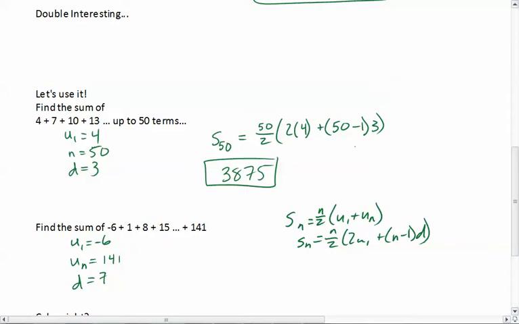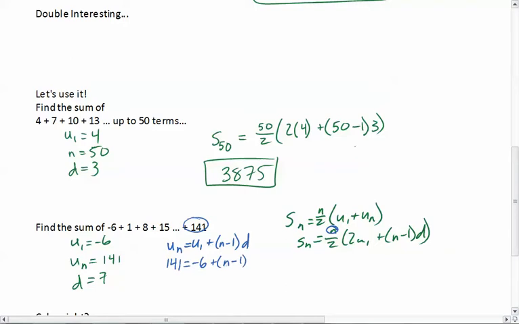So how do we solve for n? Well, you just use your arithmetic sequence. So let's check: u_n equals u_1 plus (n minus 1) d. The last term, we want to know what number term this is so that we know how many terms we're adding up. So let's put in 141 for u_n, the first term was negative 6, plus (n minus 1).